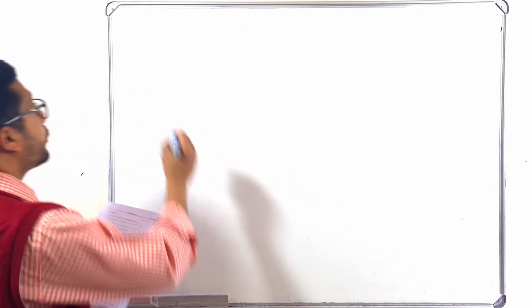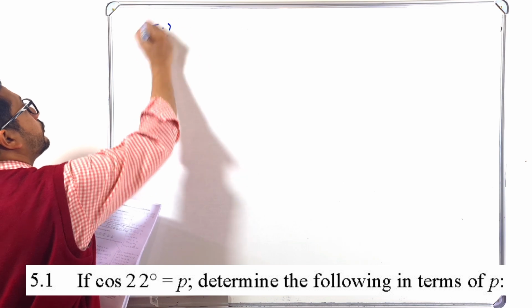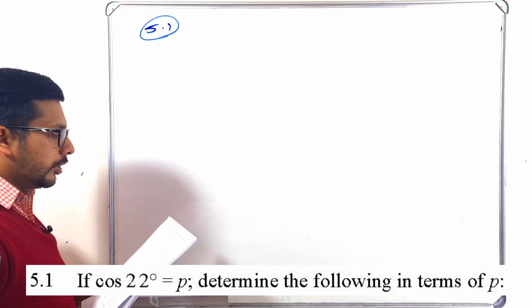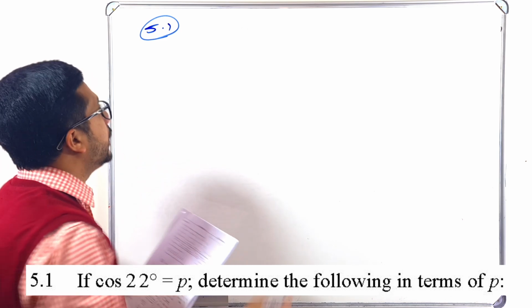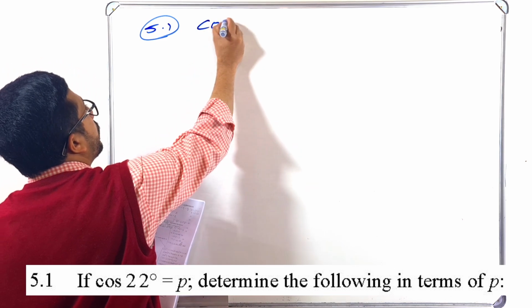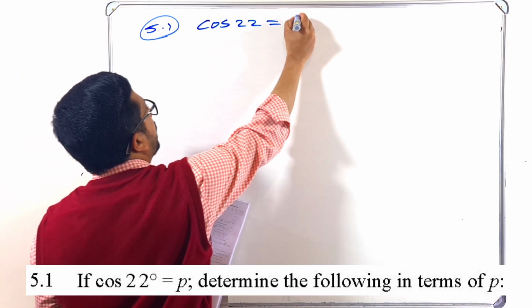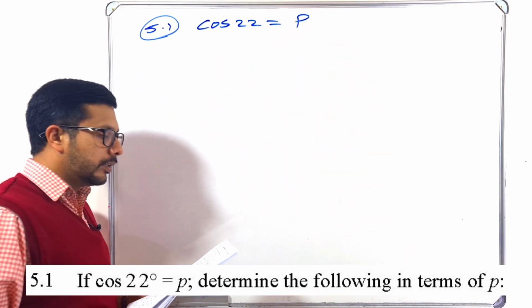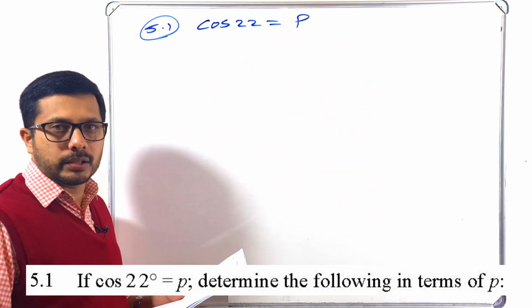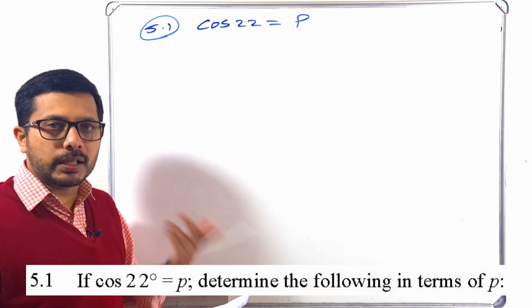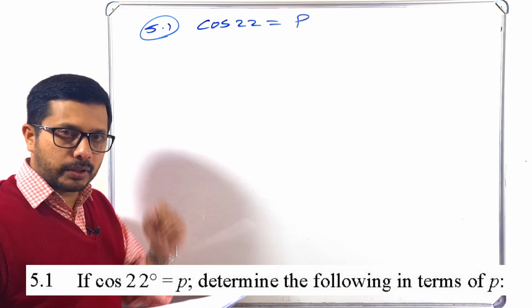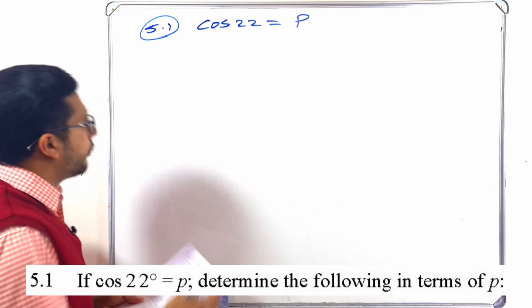What is that question? 5.1. If cos 22 is equal to P, determine the following in terms of P. So it is given that cos of 22 is equal to P. And you have to find the answers of the remaining questions in terms of P. That means in your answer, the P must be there. Okay. So what is the first question?